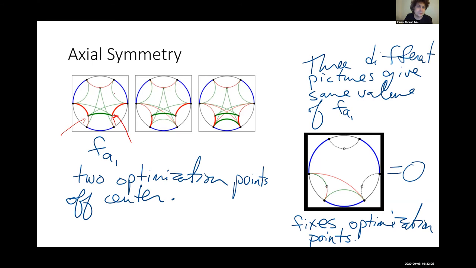And one of them is sitting at the center where the entanglement wedge cross-section point would be. In this case, you get three different pictures giving the same value of the objective function, and each of these could be rotated twice more so that there are nine total pictures that give, according to these green and red lines, the same value of the objective function. So the monotones with this symmetry in the optimal points, this equality fixes the optimization points according to this picture. It says that this point needs to be such that the red curve up there minus the red curve plus the red curve down there is equal in length to this green curve and that green curve. That's what determines the optimal point for this correlation measure.